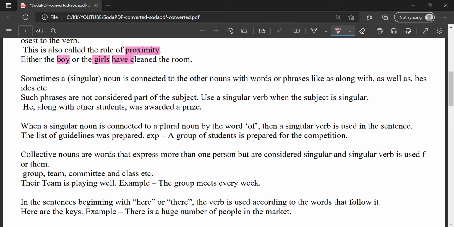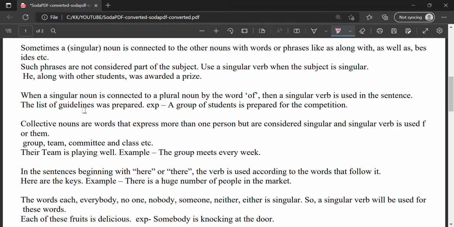Sometimes a noun is connected to other nouns with words or phrases like along with, as well as, besides. I gave you an example of along with previously, but let's go again. Such phrases are not considered part of the subject. Use a singular verb where the subject is singular. For example: He, along with other students, was awarded a prize. Since we are using along with, we need to consider it a singular verb.